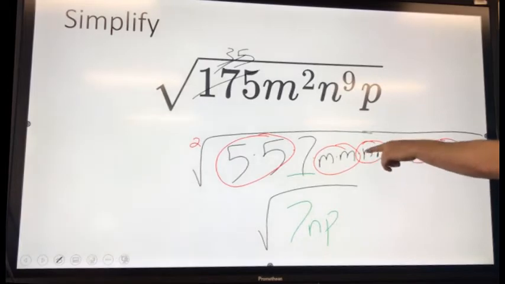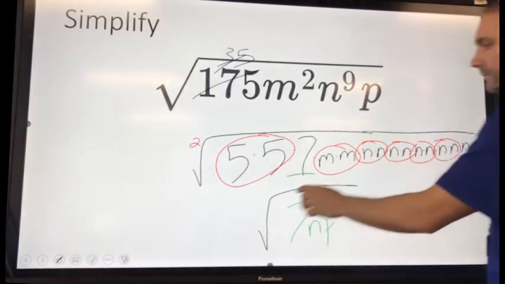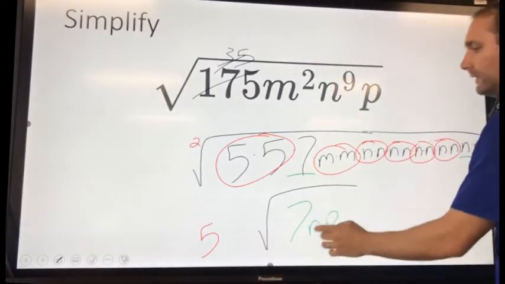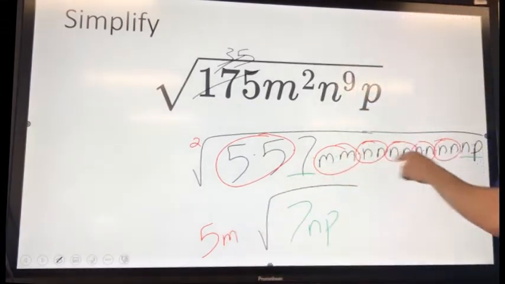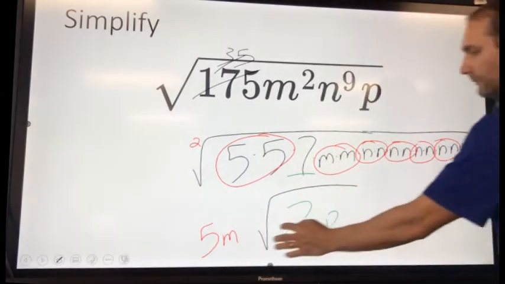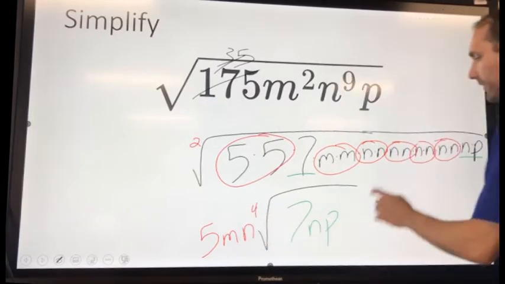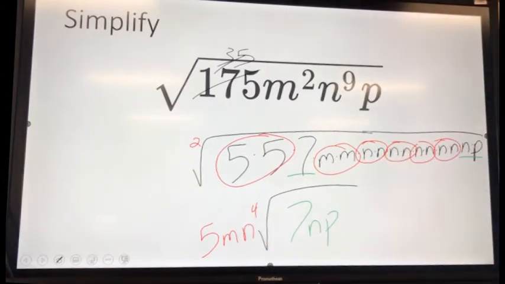Squared, so one m comes out. So 5m, just one m, right? I only circled the one. And then n to the 4, because you circled 4 sets. 1, 2, 3, 4. Okay, that's fine. So there we go. We're simplified.